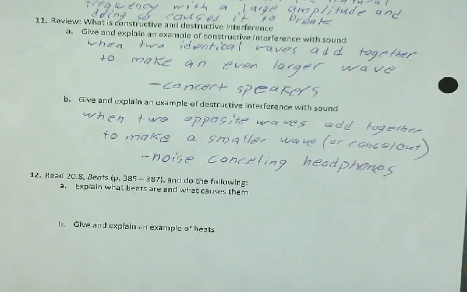Can you hear the throbbing? That is the result of interference, and the phenomenon is called beats. Strike them both at the same time. Okay, so listen again for what's going on here. That pulsing sound that you hear. Can you hear the throbbing? That's what beats are. Beats are that pulsing, throbbing sound that you're hearing there. So explain what beats are and what causes them.